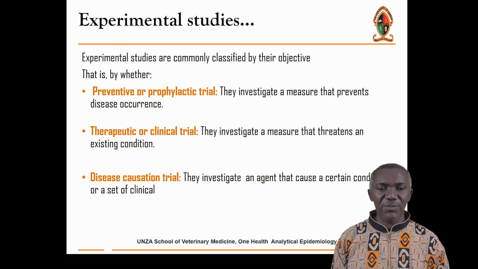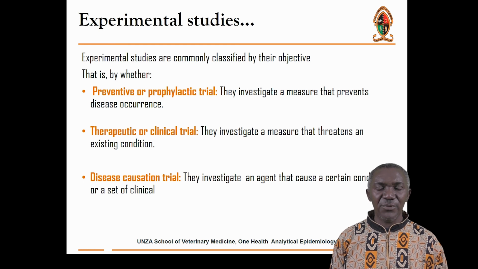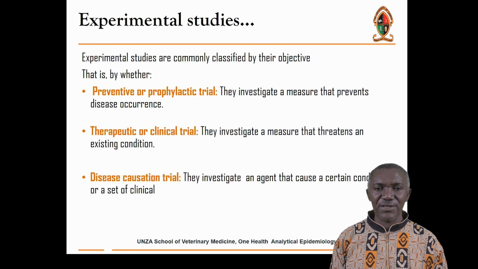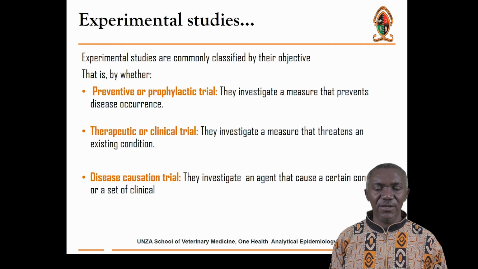Broadly speaking, experimental studies can be broken down into these three. That is the preventive or prophylactic trial. These types of experimental studies investigate a measure that prevents occurrence of disease. So, for instance, if we are doing a vaccine trial, such a study will be a preventive or prophylactic trial, because we are trying to see the efficacy of this particular vaccine.